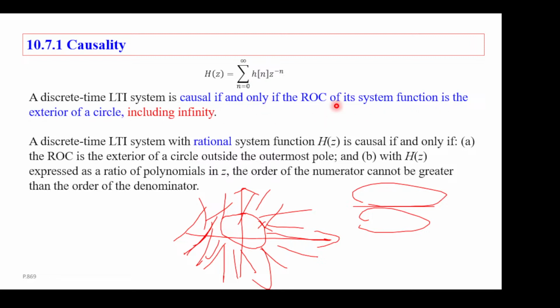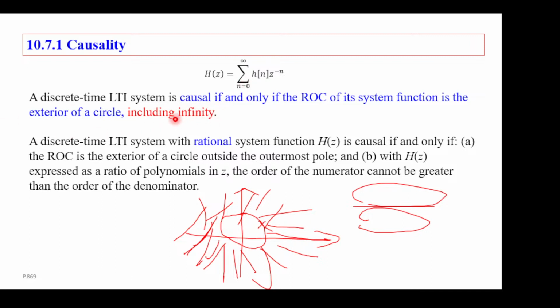So that's the only if part, and for the if part, you basically do the same analysis. You write your H of z as the summation of those things. And you know you are taking the outermost ROC, so it's right-sided. Also, if you include infinity, actually it's probably easier. So probably just this will give you the if direction.